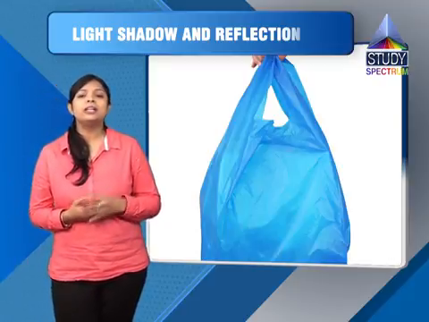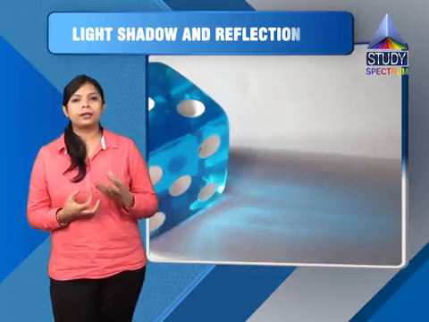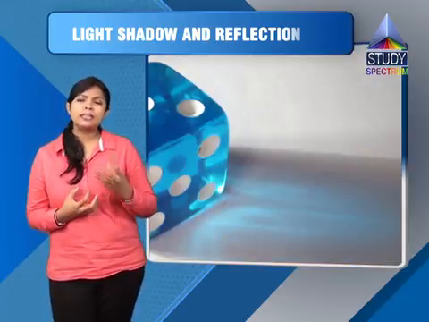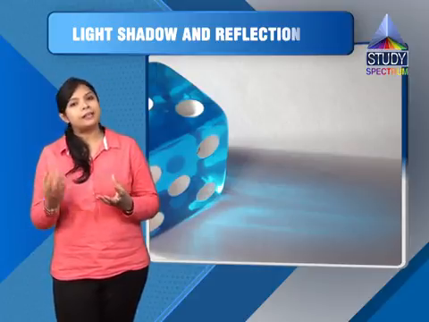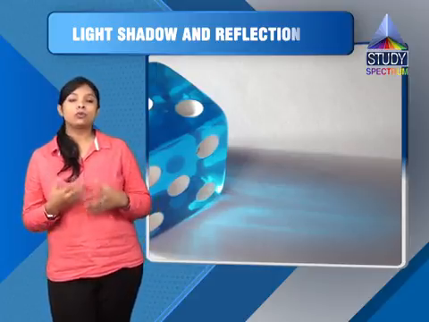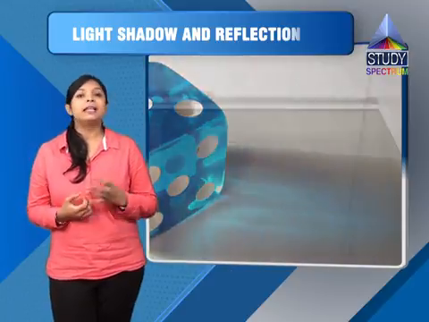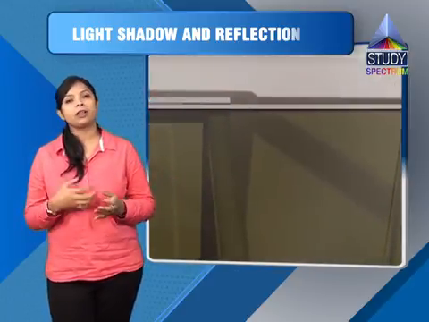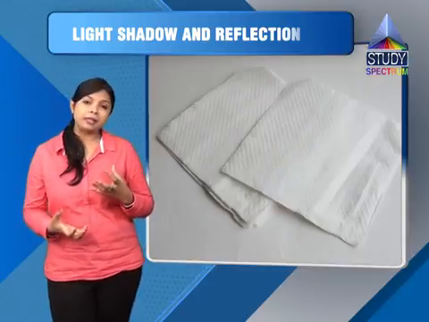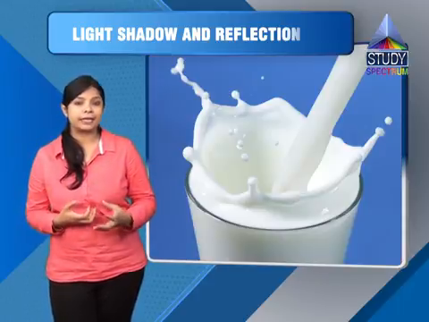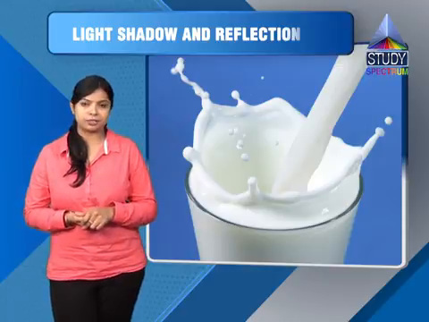If we talk about translucent objects, those which allow only some amount of light to pass through them are called translucent objects. So what comes in this category? Like smoked glass, oil paper, butter paper, tissue, milk. All these substances come in the category of translucent objects.